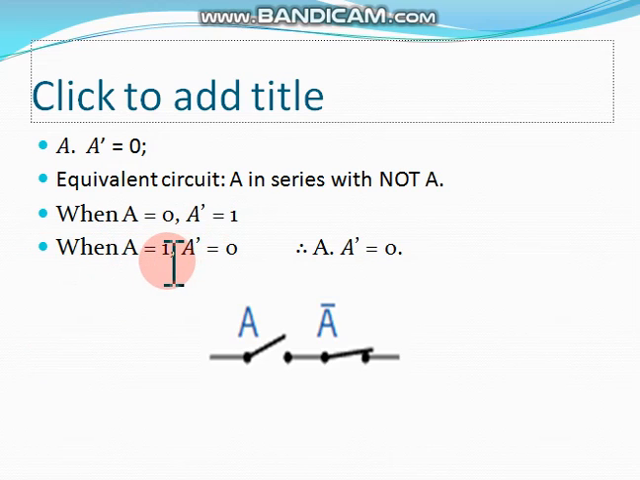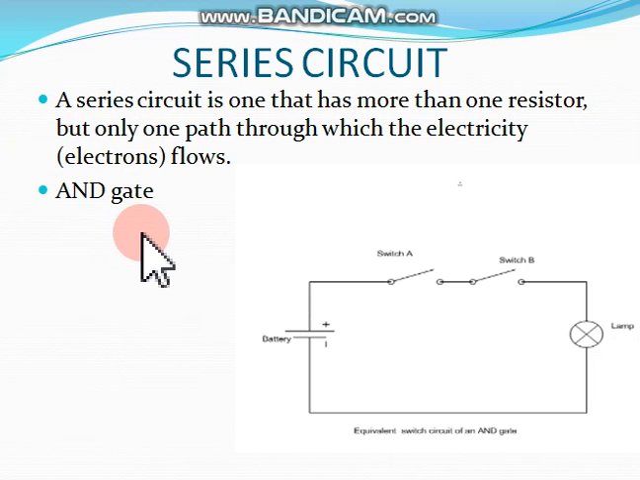So that's it about the equivalent circuits for product laws. If you are asked to come up with the circuit and the law, you can still make the circuit, because this is how we do the combination. The important thing to keep in mind is that with product laws, when you're dealing with AND gates, just think of a series circuit, just like in physics, where a series circuit has more than one resistor, but only one path through which the electricity or electrons flow.